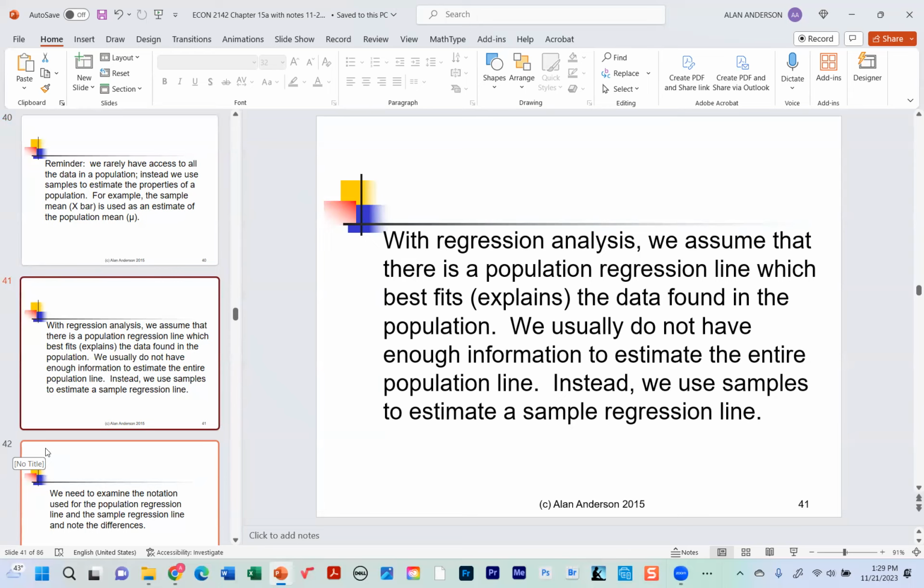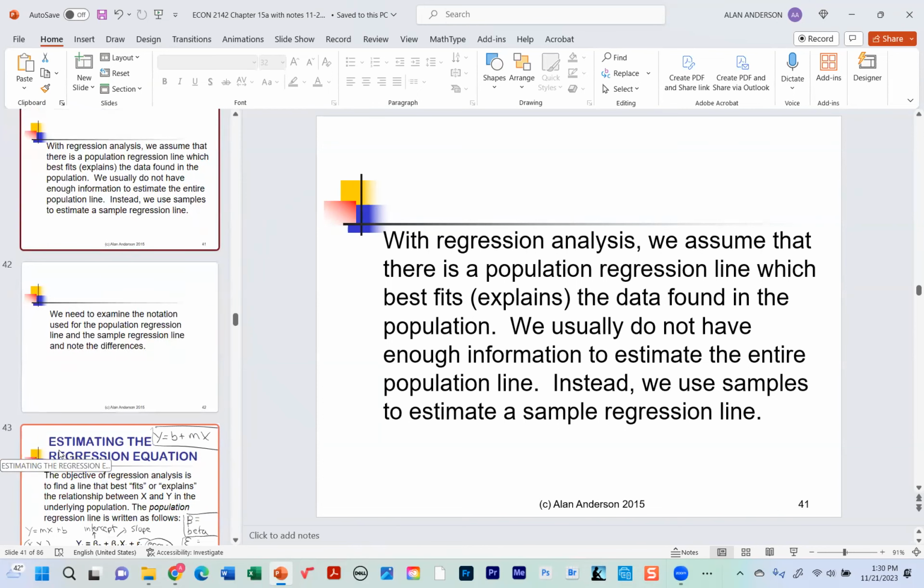So this next section is going to help us learn about the notation that will be used for the sample and the population regression lines. It's a little messy, but we'll get used to it very quickly. So first, let's look at the equation of the population regression line. And let's try to make sense out of it.